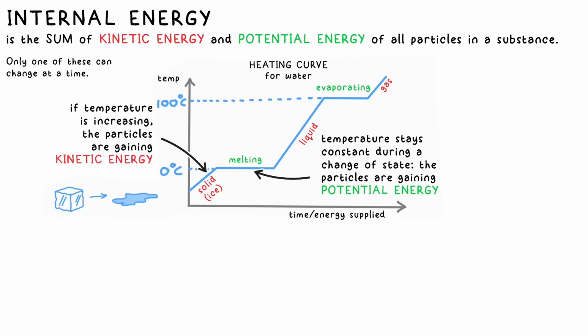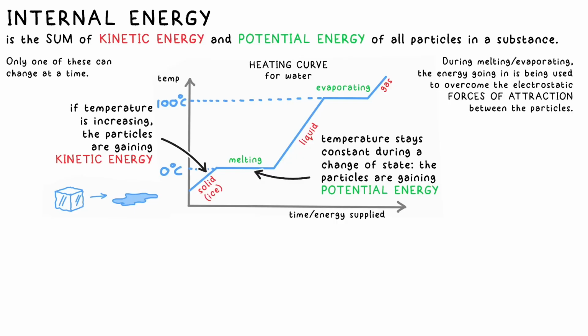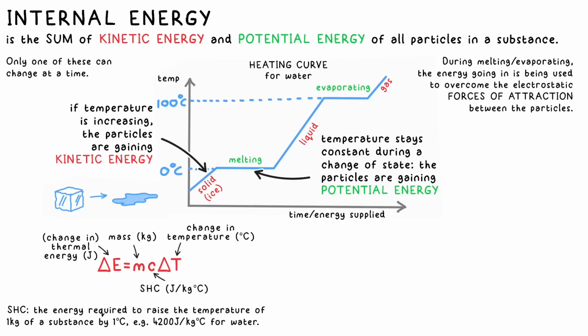Only one of these can change at a time. An increase in temperature means we must have an increase in kinetic energy of the particles, while a change in state, when heating anyway, must mean an increase in potential energy. We have equations for both of these energy changes. We saw at the start the equation for increase in thermal energy, which was E equals mc delta T, mass times SHC times change in temperature. We now know that this is only for an increase in kinetic energy of particles in a substance when there's a change in temperature.